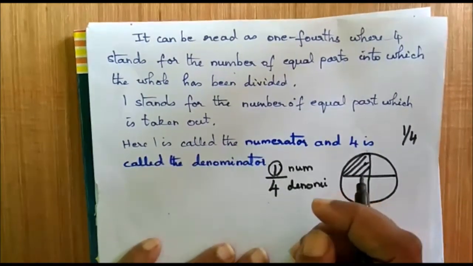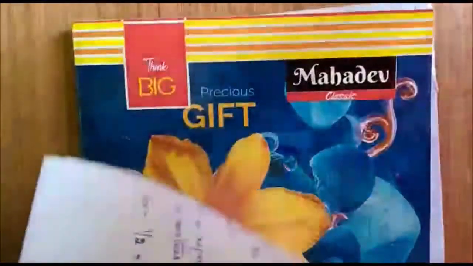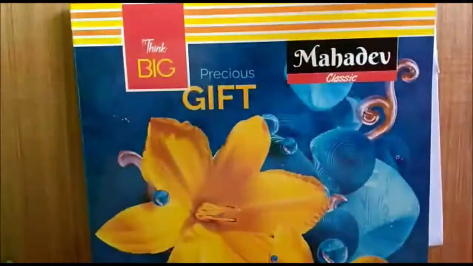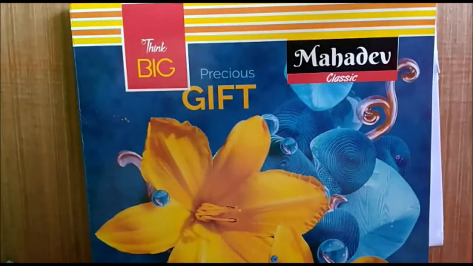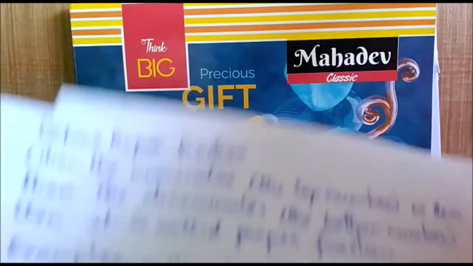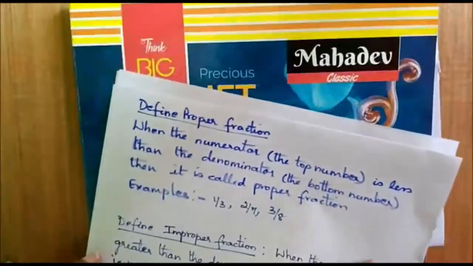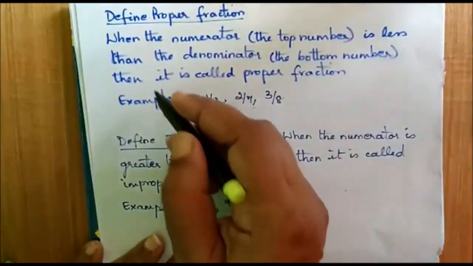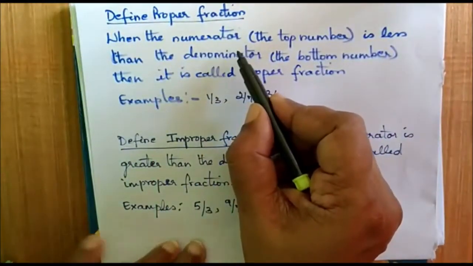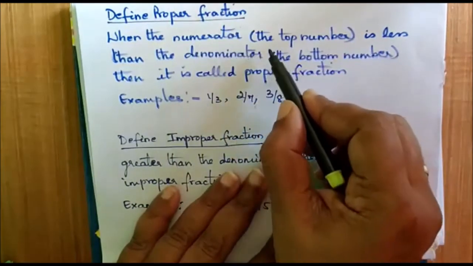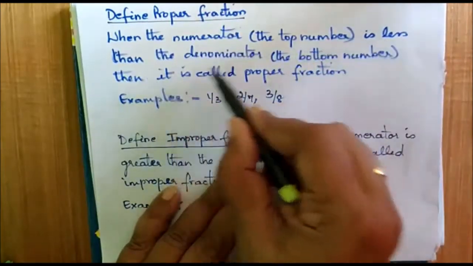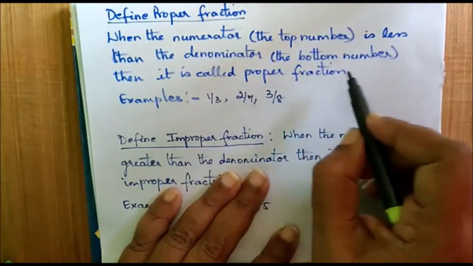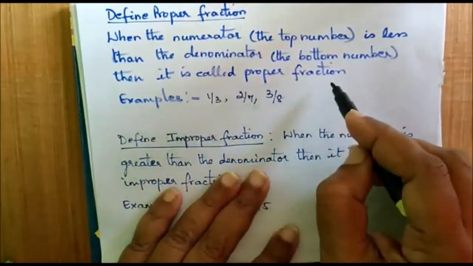Now let us go to the next fraction, that is proper fraction, which you have learnt in your lower classes. We will now see what is a proper fraction. When the numerator, what is the numerator? The number that is on the top. The top number is less than the denominator. What is the denominator? The number that is at the bottom. Then it is called a proper fraction.